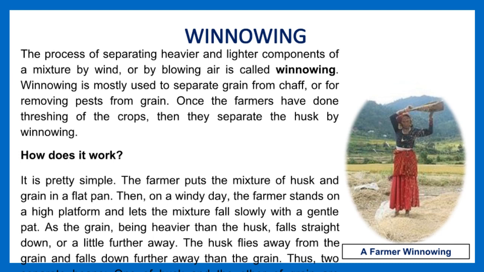Then on a windy day, the farmer will stand on a high enough platform and allow the mixture to fall slowly with the help of a gentle pat. As you know, the husk, being lighter, will fall wherever the wind carries it. The grain, as it is heavier, will fall near the farmer. Thus, two separate heaps are formed. One of them is the husk and the other is the grain.